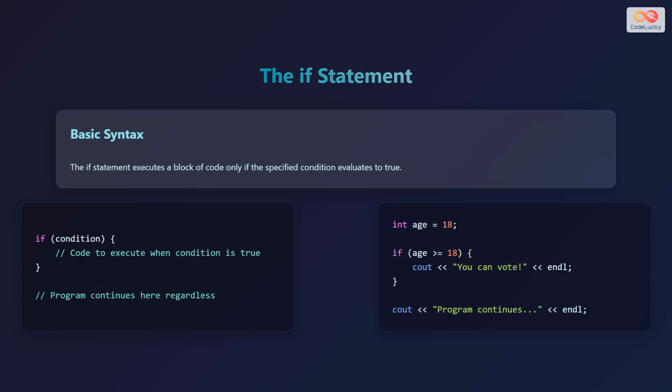Let's look at an example. Here we declare an integer variable named age and assign it the value 18. The if statement checks if age is greater than or equal to 18. If this condition is true, the program prints "you can vote" to the console. After this if statement, the program prints "program continues," regardless of the age value.